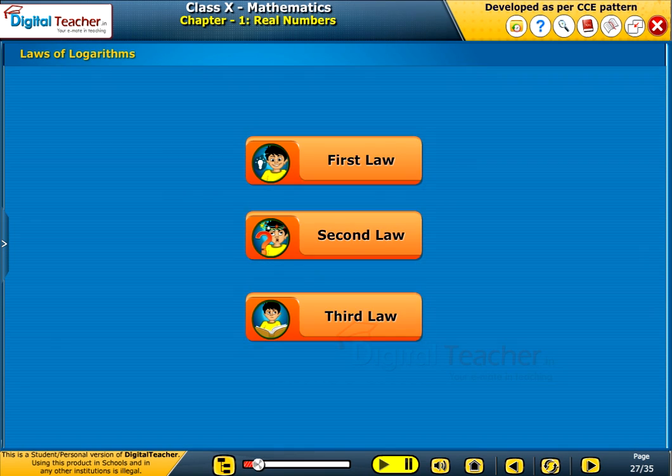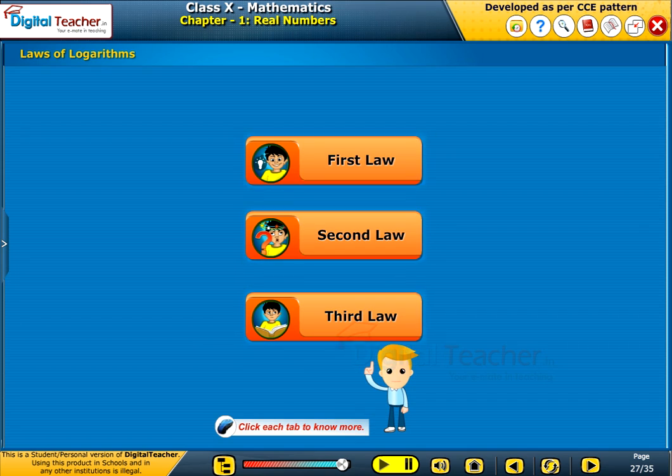Now let us discuss the laws of logarithms in detail. There are three main laws of logarithm. They are first law, second law, and third law. Click each tab to know more.